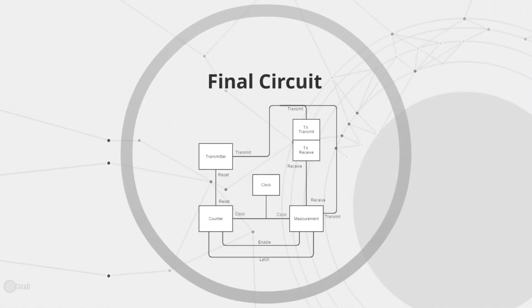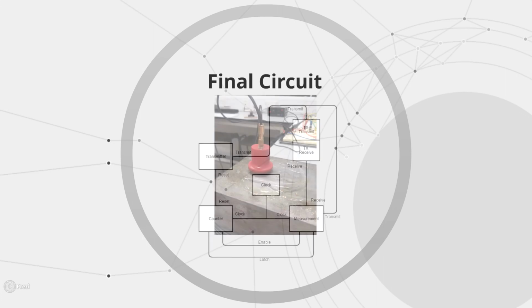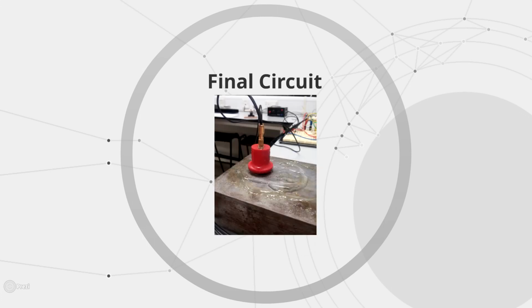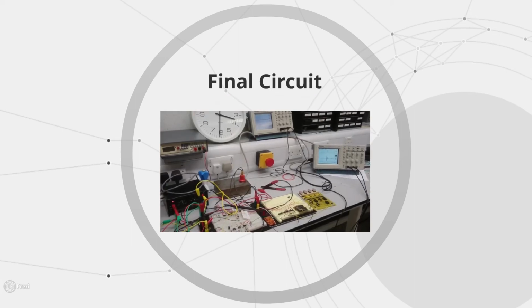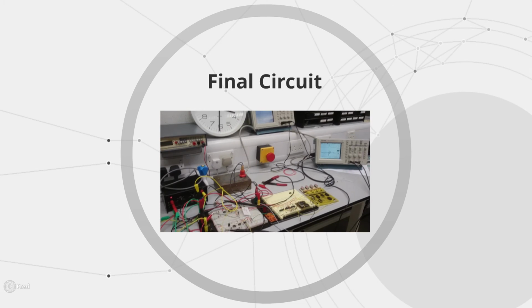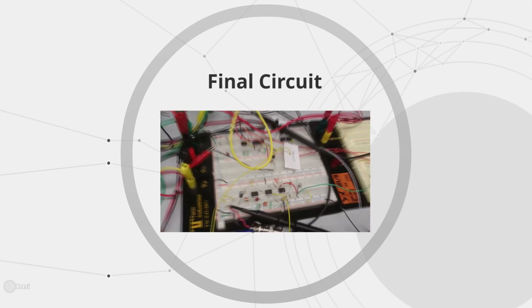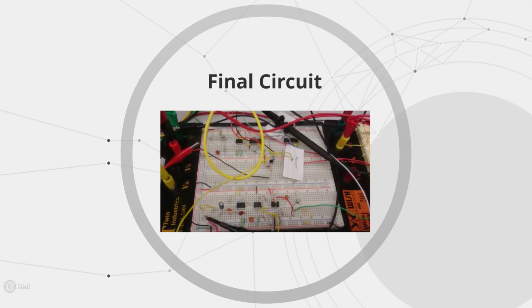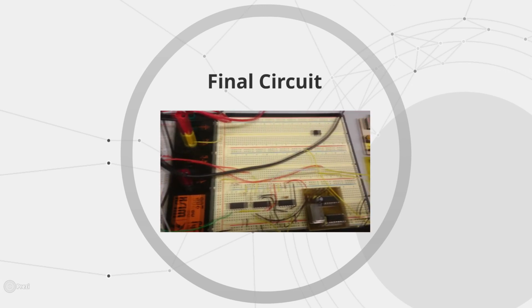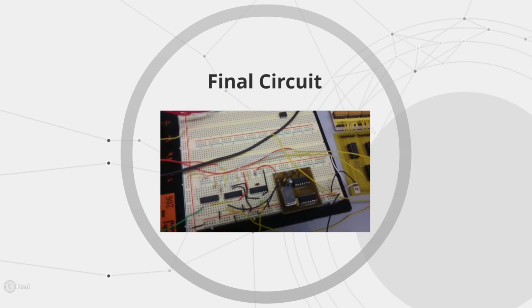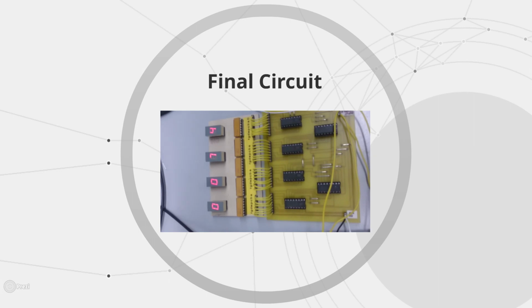This diagram shows a high-level design of the final circuit. The final circuit was constructed such that the transmitter sends a trigger pulse to the transducer. The transducer sends the amplified signal through the test piece, and at the same time the counter is started. The signal travels through the test piece, bounces off the back wall and back to the transducer. When the signal is received, the counter stops and the display shows the thickness of the test piece.